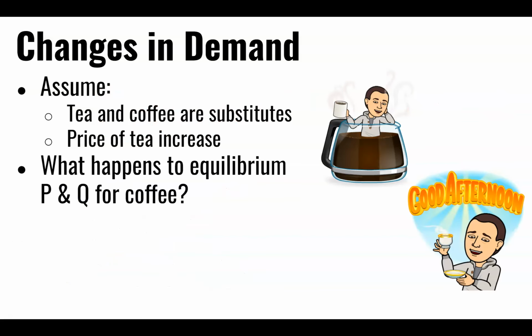So let's take an example. Let's assume for purposes of today that tea and coffee are substitutes and that the price of tea increases. So we can ask ourselves, what happens to the equilibrium price and quantity for coffee? And we remind ourselves that when they are substitutes, I either consume one or the other. So in this case, price of tea increases, which is going to lead me to want less tea than before. I still want hot drinks. It's just that I don't want tea, which means I'm going to want more coffee. I will see, in this case, an increase in the demand for coffee. So graphically, it would look like this.